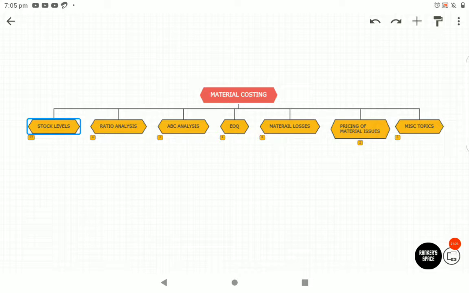So this material costing is comprehensively covered into 7 different types of topics. Each of these subtopics deals with different concepts and different formulas. So if you're having a comprehensive view about all of these subtopics, I think it is very important, and it will aid you in problem solving also. So please pay close attention.